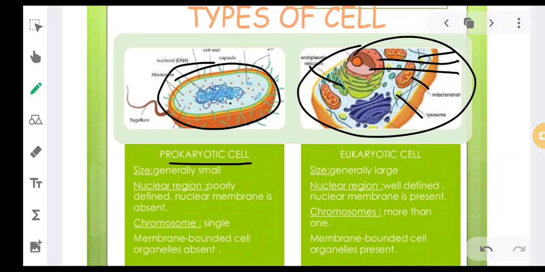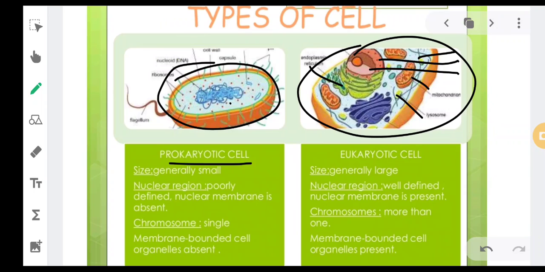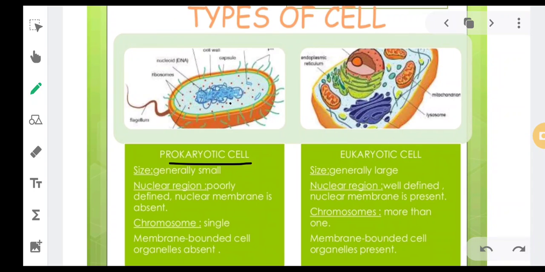There are two types of organisms. Based on this nuclear membrane, the organisms are classified. Organisms which have a nuclear membrane are called, sorry, eukaryotes. Eukaryotes are organisms which have a proper nuclear membrane inside them. As you can see over here, this is a eukaryotic cell. A eukaryotic cell has a nuclear membrane inside it.